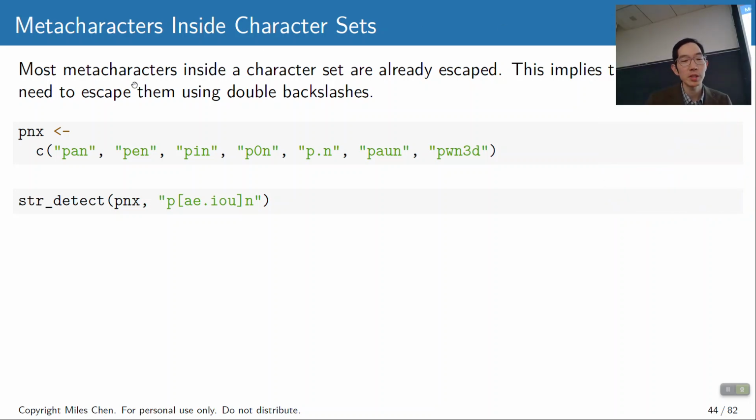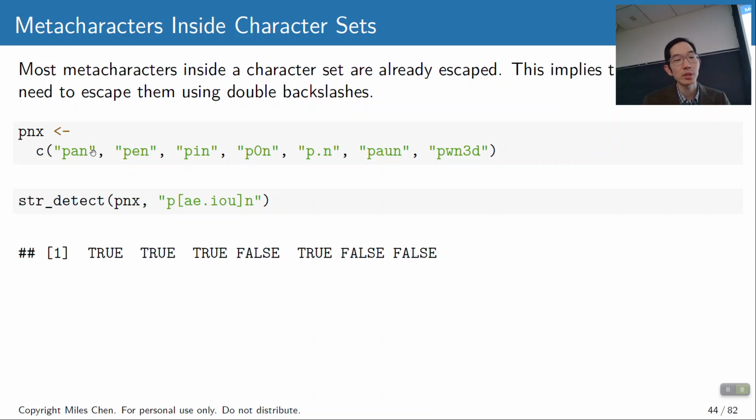So for example, if we go back to this vector of characters, pan, pen, pin, p0n, p.n, paun, and pwn3d, I can provide this character set where I have ae.iou. The dot here is not a wildcard. The dot here will be a literal dot. And so it will match the pen and the pin. It will not match p0n, but it will match the p.n, because this dot is a literal dot here.